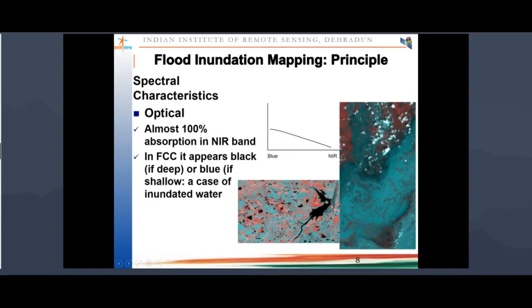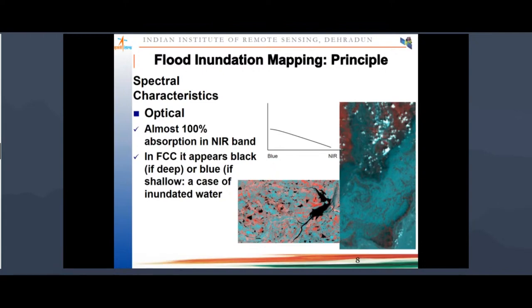It will appear like this. In the second image, what is this signature? This signature is like a water signature, but with soil. So cyan color. This is the signature you will get from the optical sensor for flood. In the FCC, it appears black if deep, like a reservoir, you can see here. But cyan or bluish color if shallow, in the case of inundated water or flooded water. Clear? So this is how you will see flood water in the optical region.